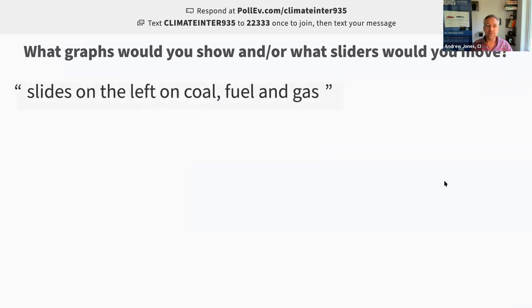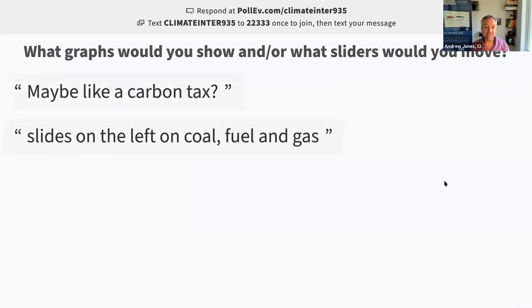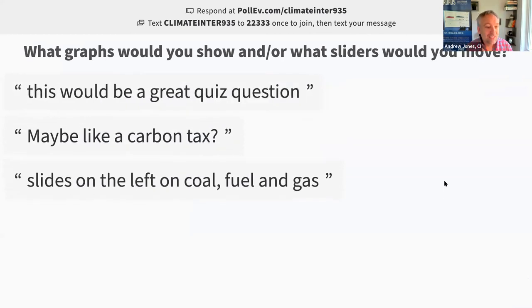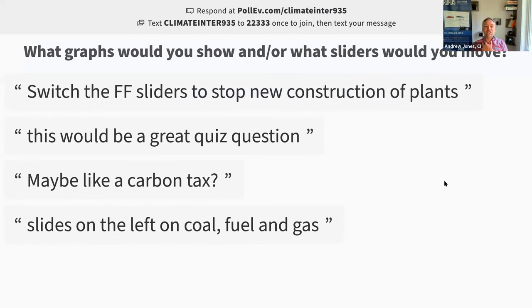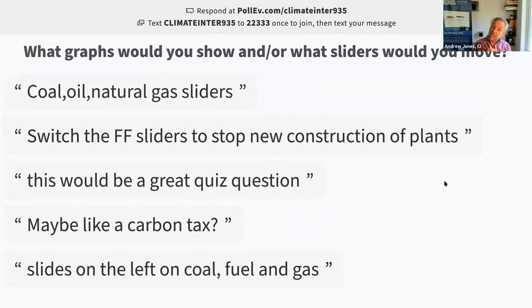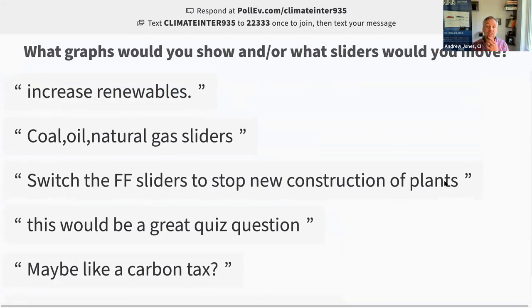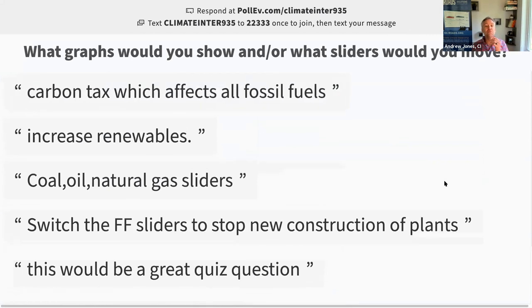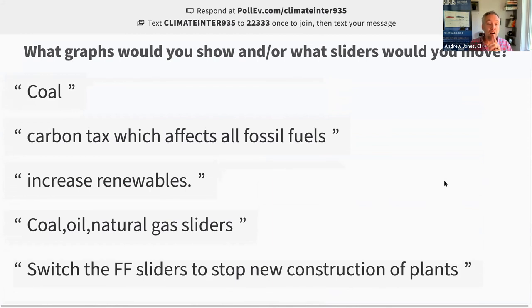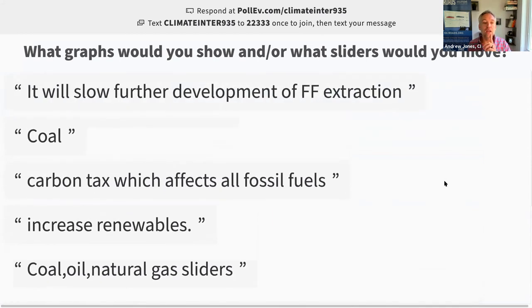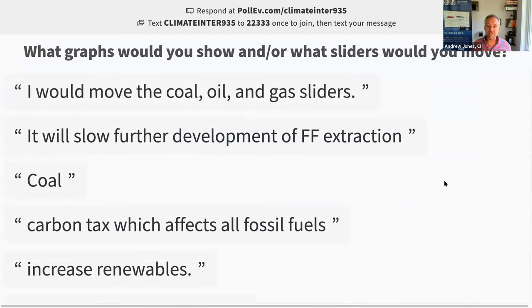And of course, sliders on the left: coal, oil, and gas. Maybe like a carbon tax? This would be a great quiz question. Switch the fossil fuel sliders to stop new construction. So the sliders, you could tax it, you could stop new construction, coal, oil, natural gas sliders. Increase renewables. Now, increase renewables might be indirect. Carbon tax, coal. Further development of fossil fuel extraction. I would move the coal, oil, and gas sliders.